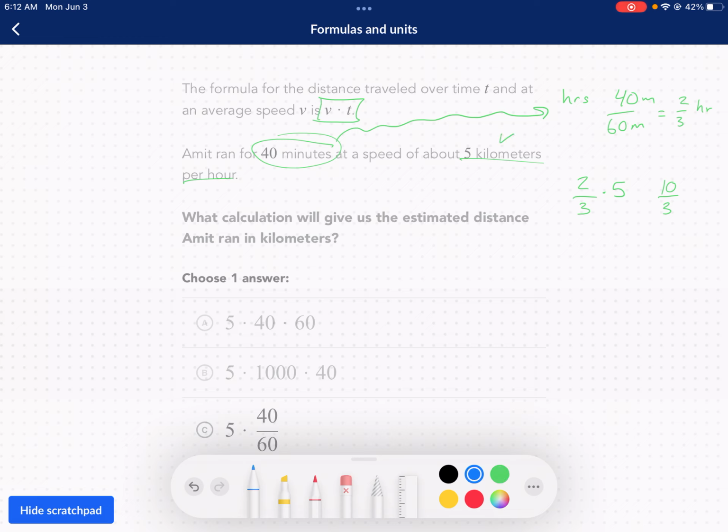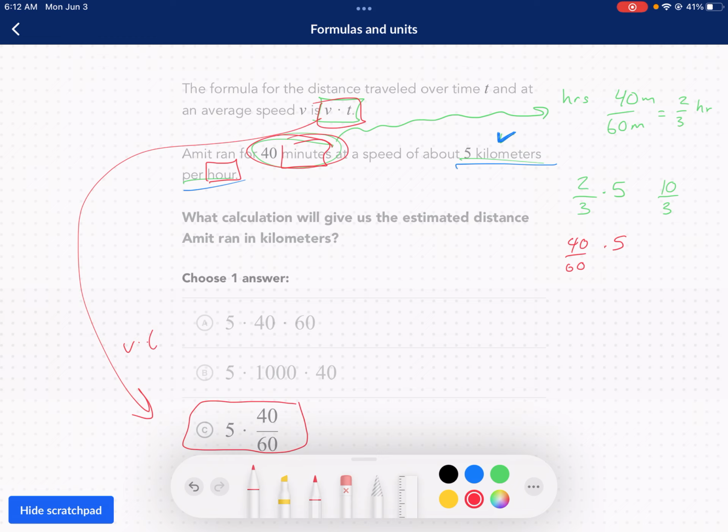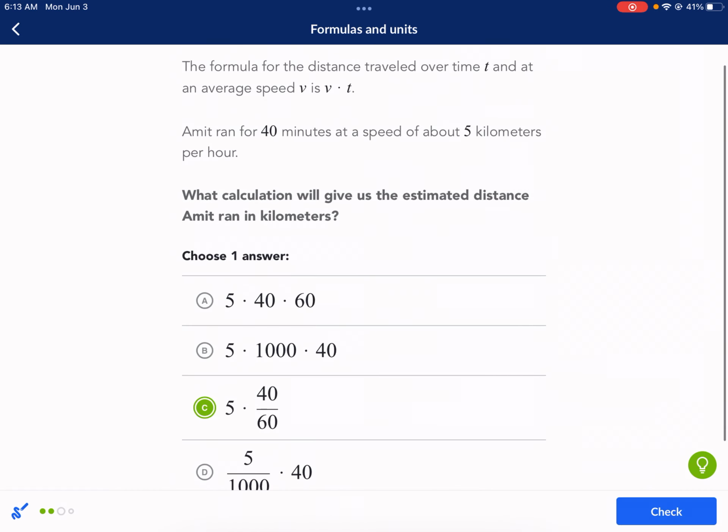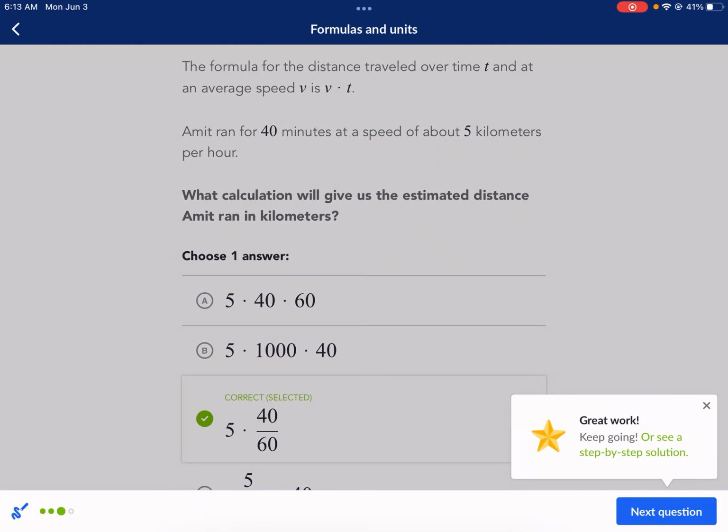So right here, it looks like C. It gives us our 40 over 60. That's our time, times our velocity, which is 5. And that's going to be our answer, V times T. This matches here, V times T, correctly. This 1,000, I don't know why it's multiplying by 1,000. 40 times 60, you wouldn't multiply the two times together. And the other one is completely wrong. So C, 5 times 40 over 60, is our correct answer.